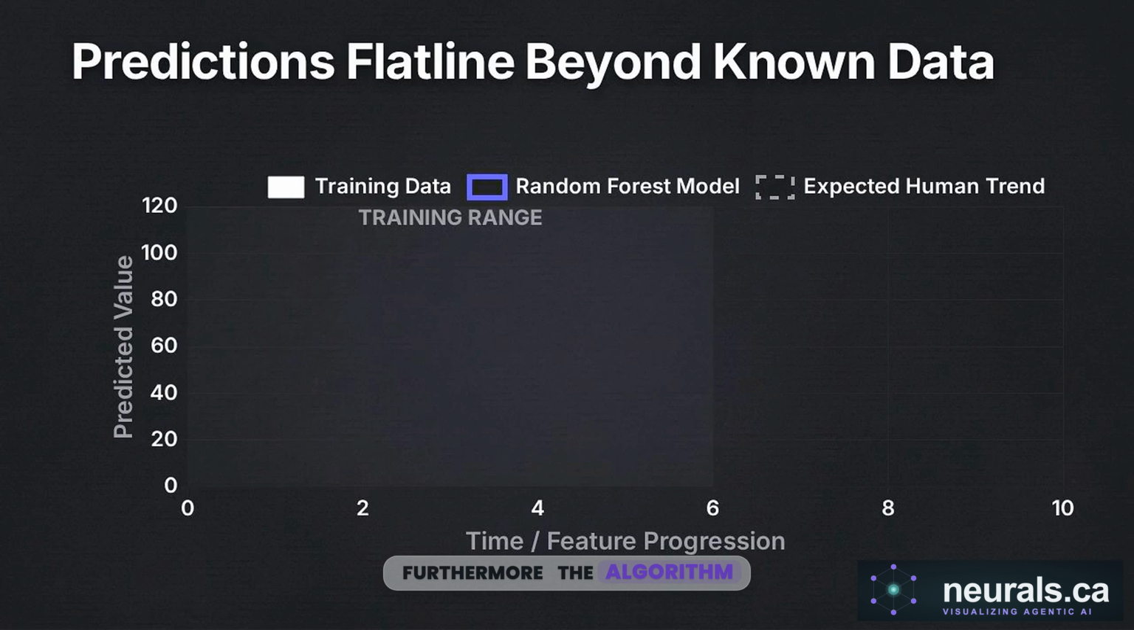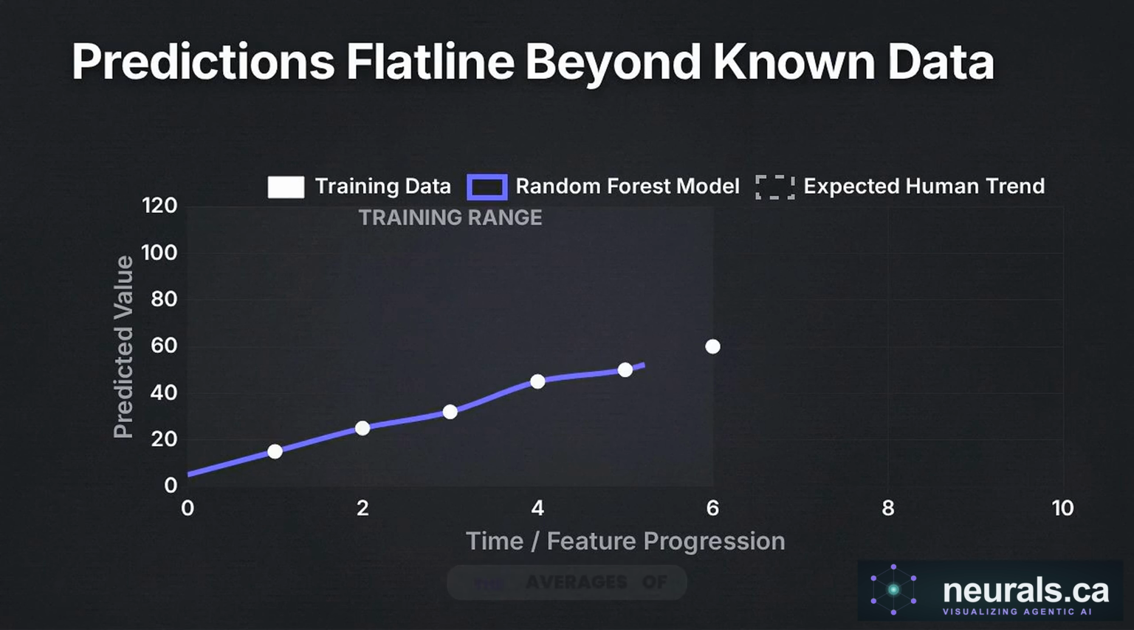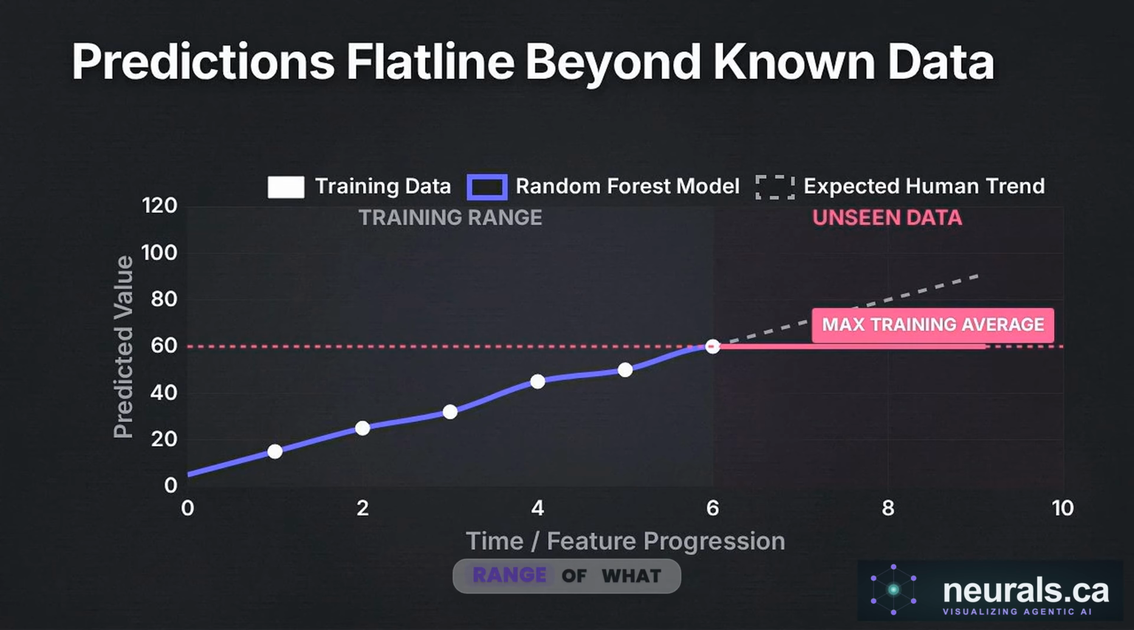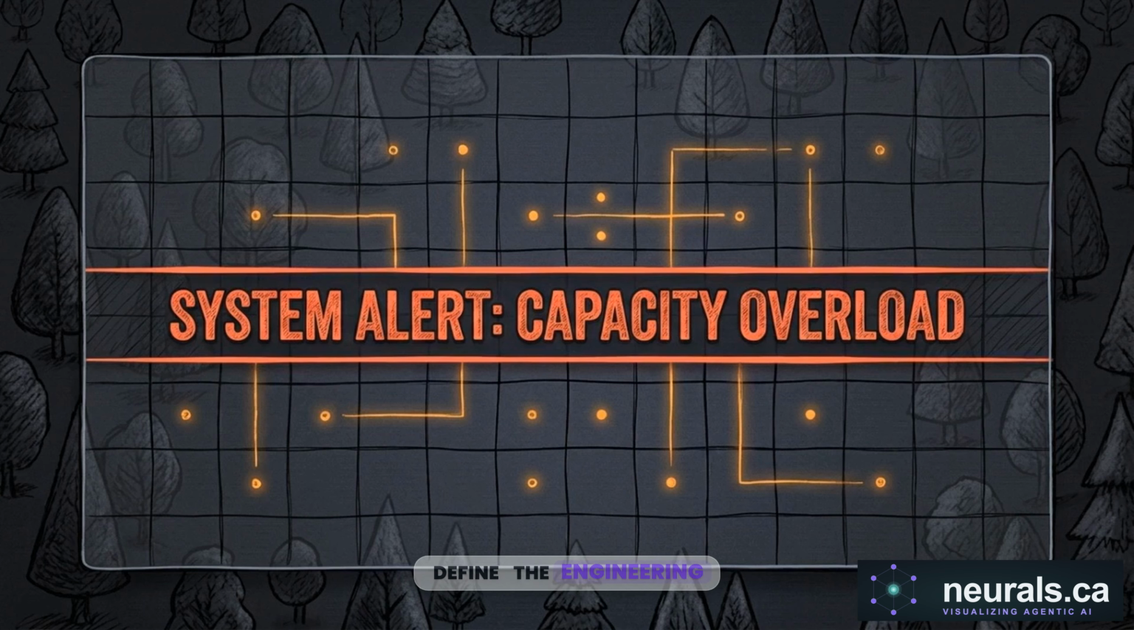Furthermore, the algorithm struggles with extrapolation. Because its predictions are bounded by the averages of its training data, it cannot forecast values beyond the range of what it has already seen. These limitations define the engineering red lines. Random Forest is the wrong tool for high-dimensional sparse data or environments requiring instant, ultra-low memory inference.